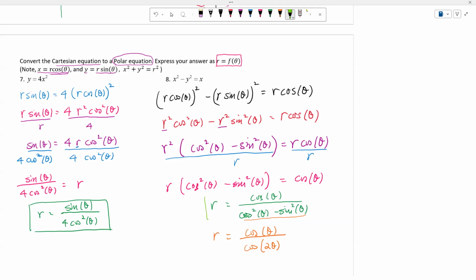Again, if you could get to the answer like this one, then it's actually good. But if you could get this, even better, right?